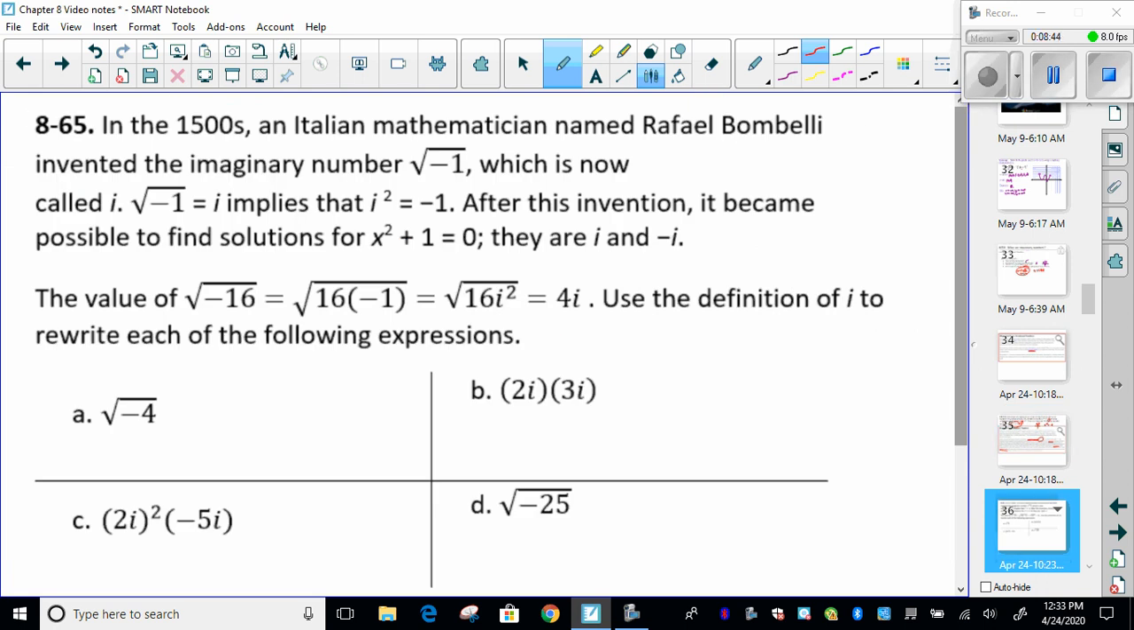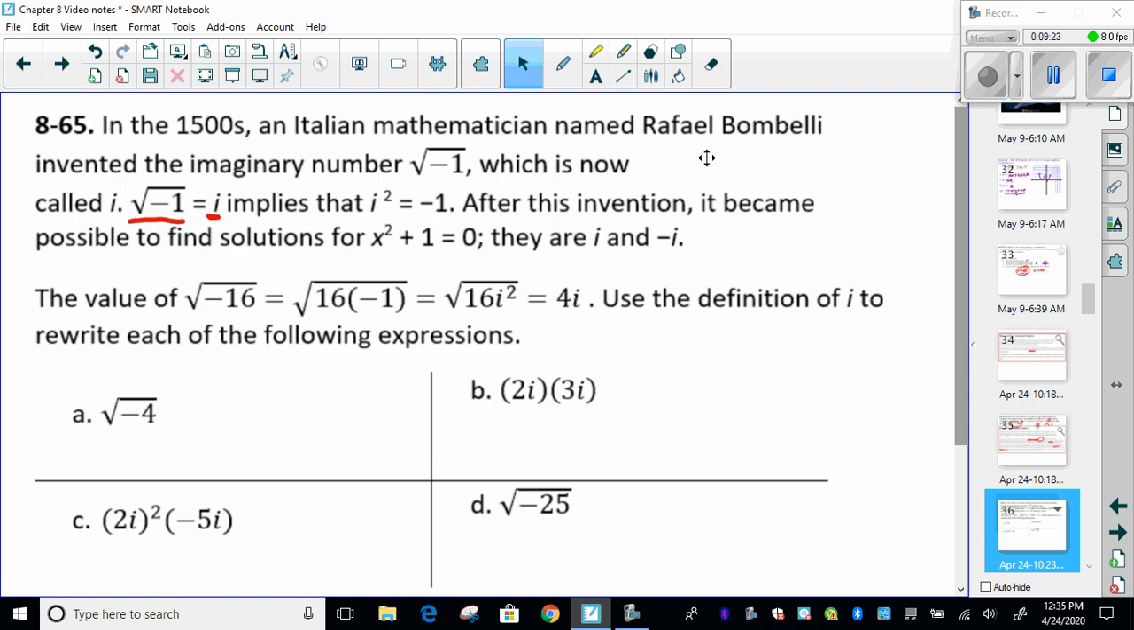So in the 1500s, the Italian mathematician invented the imaginary number, the square root of negative 1, which is now called i. So i, by definition, is the square root of negative 1. And this was the part that was the issue, right? The square root of negative 1. So he defined the square root of negative 1 just as i. So then what you can do is you can square both sides. So I can square both sides of that equation, which gives me i squared equals negative 1. And those two pieces is what we're going to use when we go through and we simplify, especially with square roots. Remembering that i, by definition, is the square root of negative 1, and i squared is negative 1.